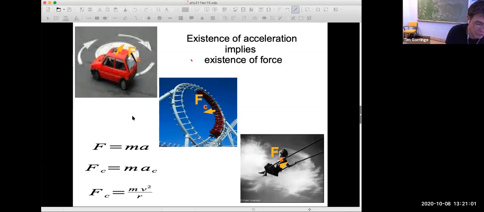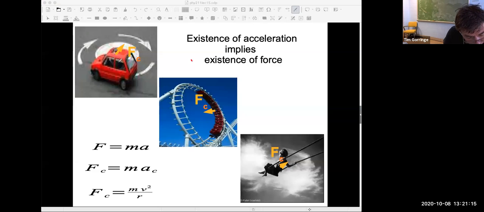Oh, I was trying to show you the little, on this picture, I forgot all about that. I tried to draw the force vectors in each case. It took me an unusually long amount of time. So here the car is going clockwise around the mini roundabout. There will be a centripetal force towards the center of the roundabout. Here the roller coaster is going around the roller coaster track. There will be a centripetal force towards the center of that circular motion.